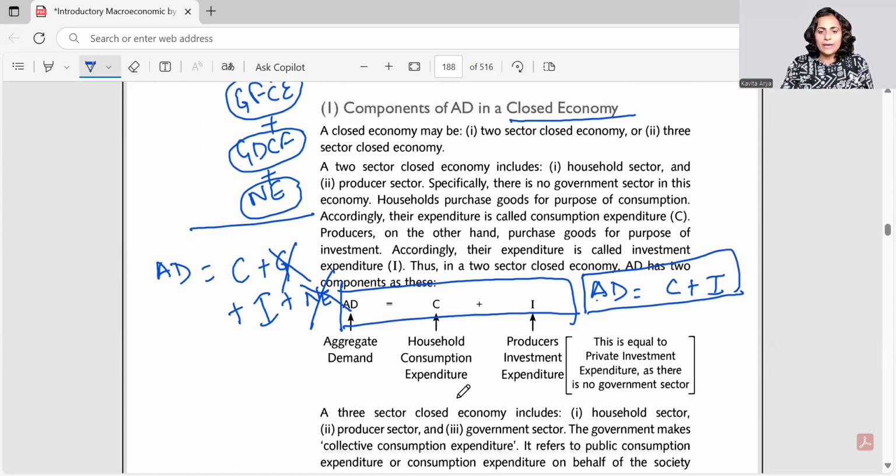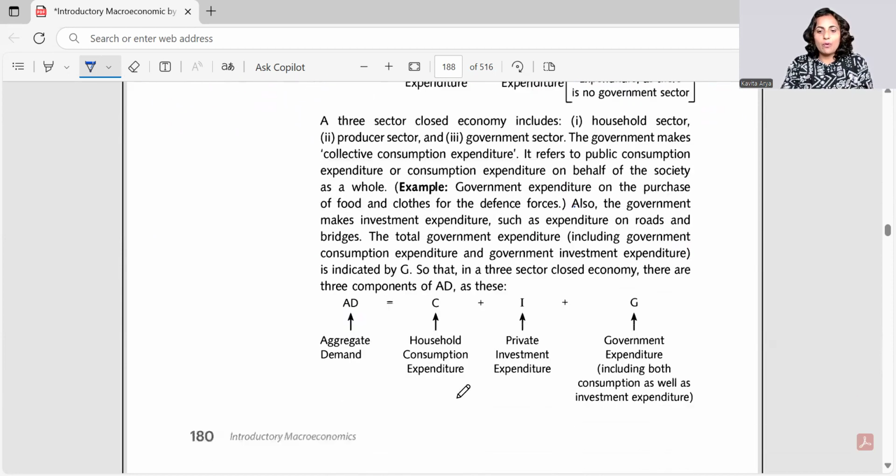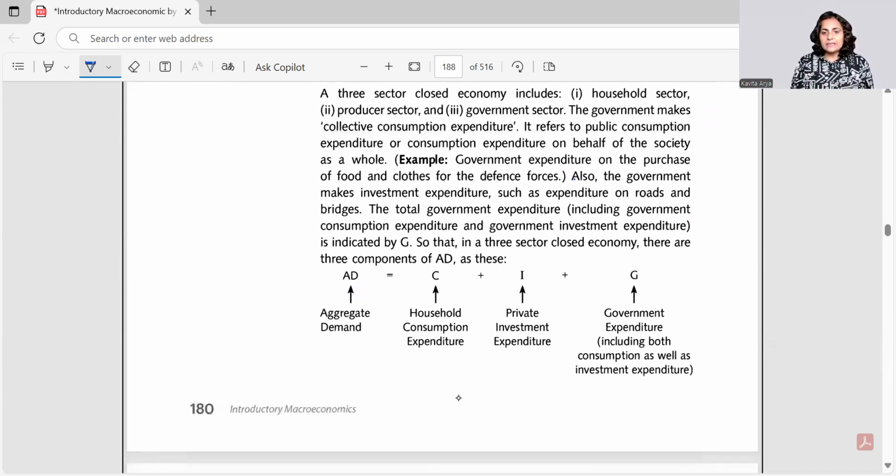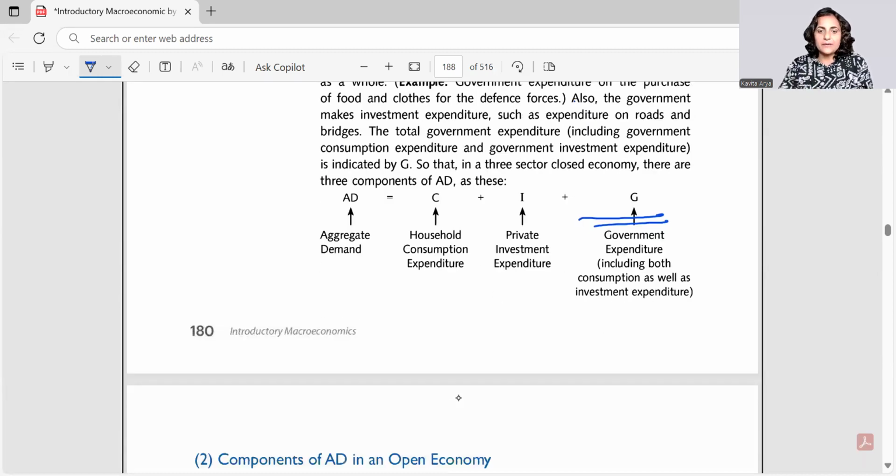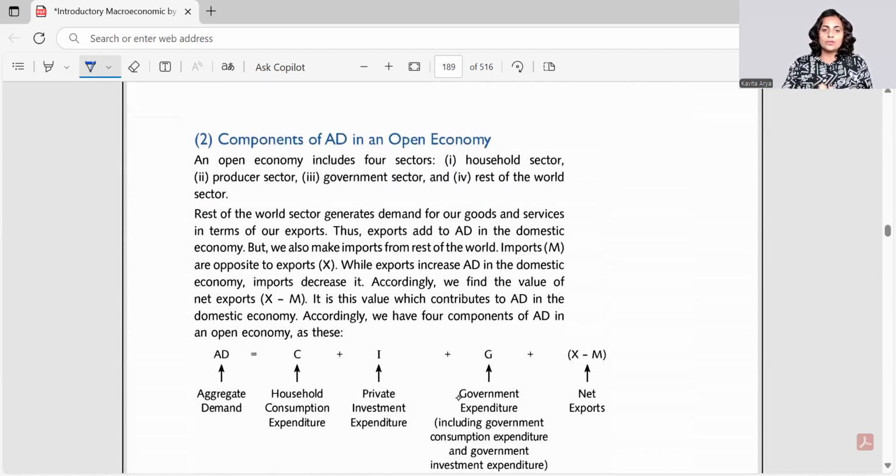And as I told you, if we want to see that a third sector is also there, G is added, the government expenditure. And if we want to go for the open economy, we add exports minus imports, or net exports. But our syllabus is restricted to the two sector model. So we would have AD is equal to C plus I.